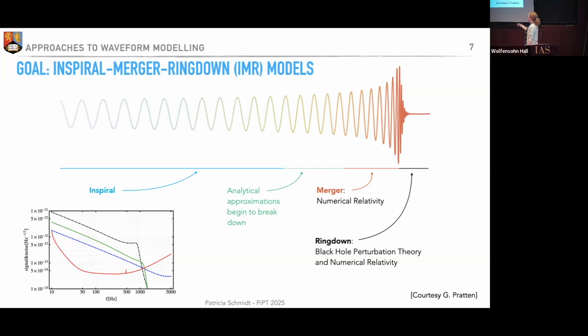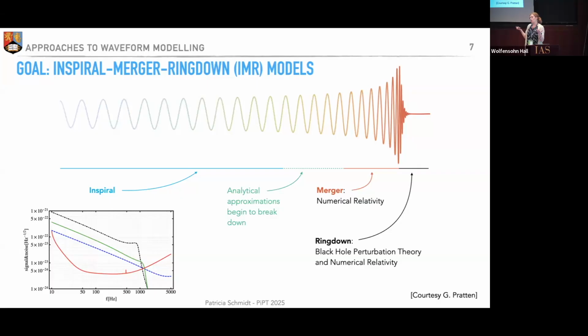But at some point, these analytic approximations start to break down. They blow up, they literally have divergences. They do not converge. So you have to do something else. And yeah, the nonlinearity of GR strikes back, so to say.